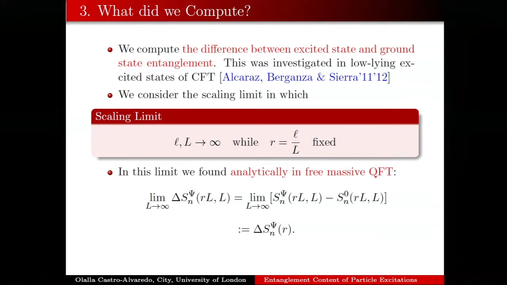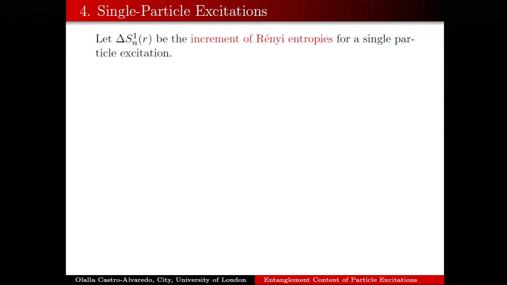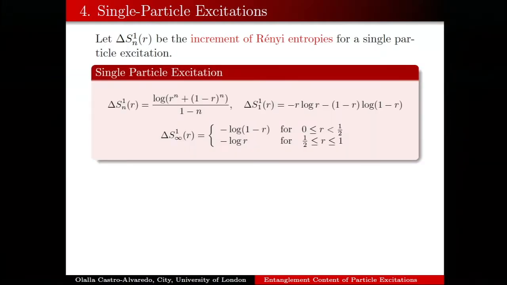It just matters whether some of them are distinct or equal, but their values actually don't matter for the result. So let me show you the results. I'm going to start with the simplest situation, which is one single excitation. So we have a state, one single excitation, one single momentum, and we look at the increment of the Renyi entropies, and the other entropies I defined earlier. And this is the formula that you get.